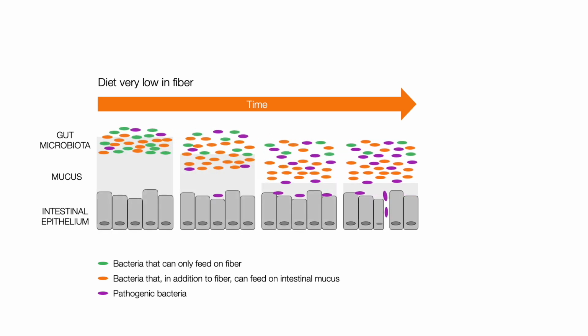The reduction in intestinal mucus thickness can be used by pathogenic bacteria to access the intestinal epithelium, damage it, and even cause infections. Lack of dietary fiber can therefore induce dysbiosis, alteration of the intestinal barrier, and infections.